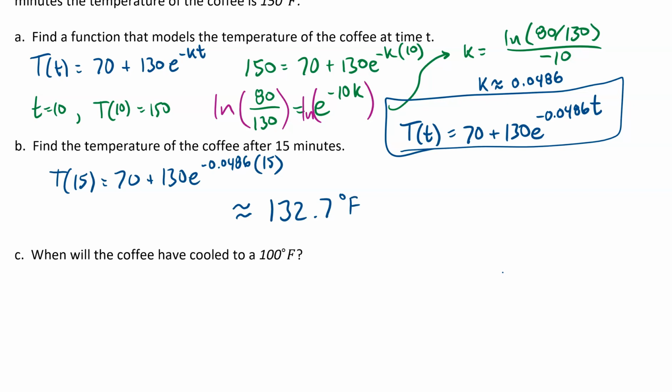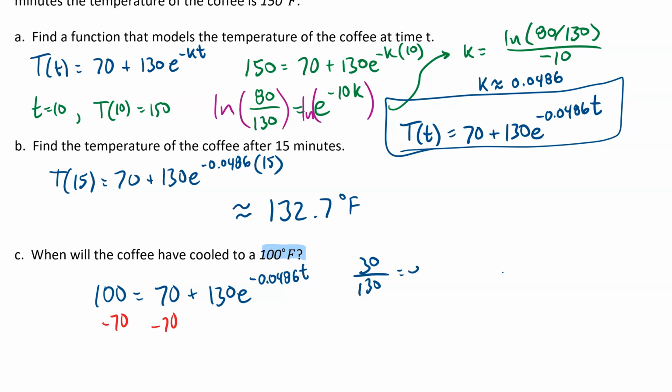A second question, when will the coffee have cooled to 100 degrees Fahrenheit? So in this case, we're looking for an amount of time, and I can take the given value of temperature and set our model equal to that. So 100 equals 70 plus 130 e to the negative 0.0486 t, and solve that for t. Can subtract 70 from both sides and divide by 130 to get 30 over 130 equals e to the negative 0.0486 t.